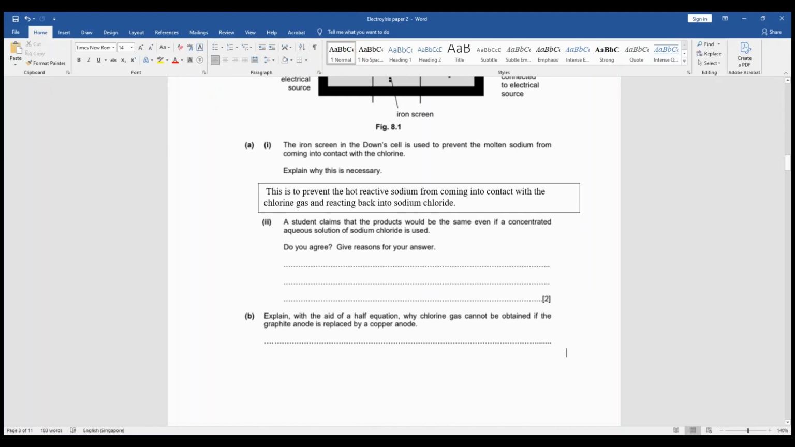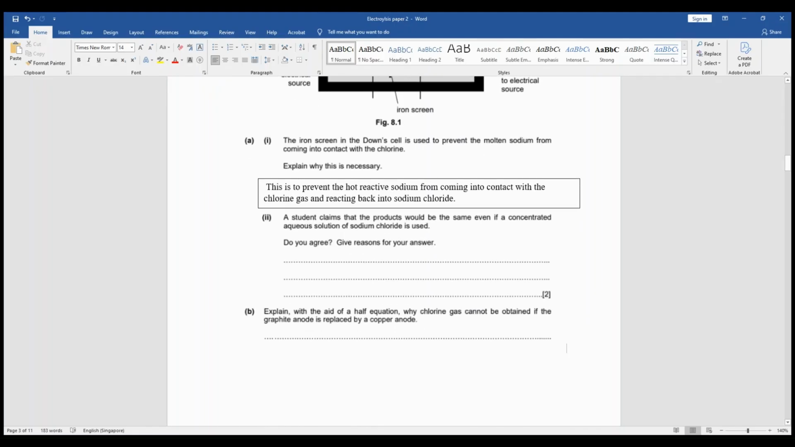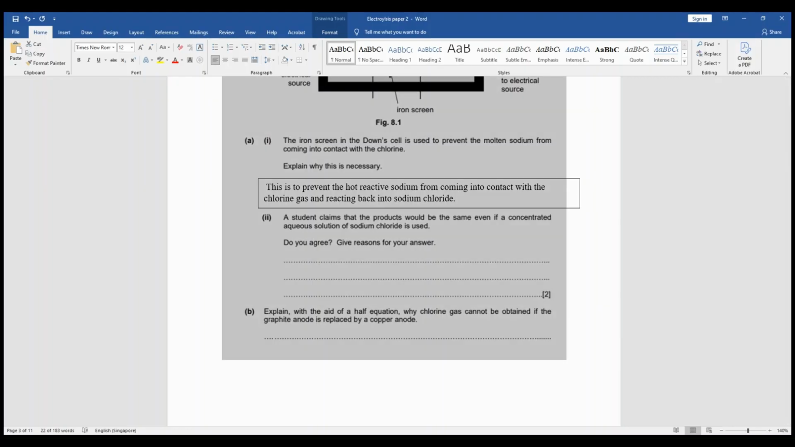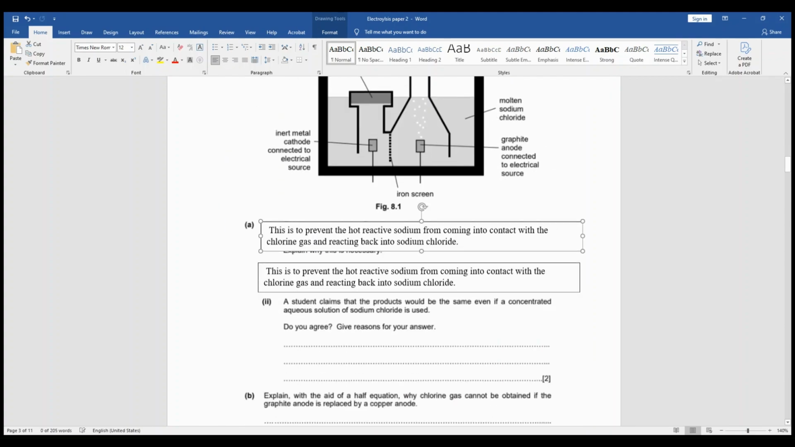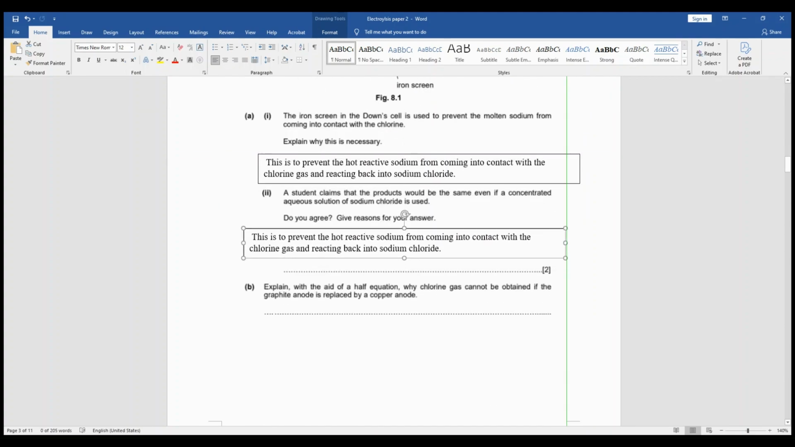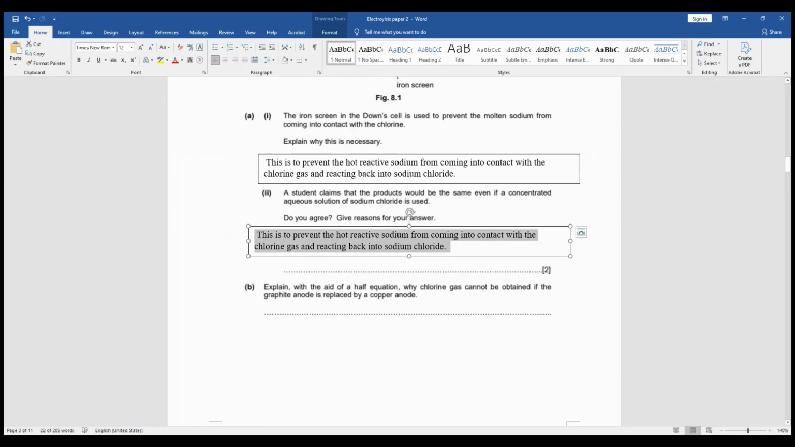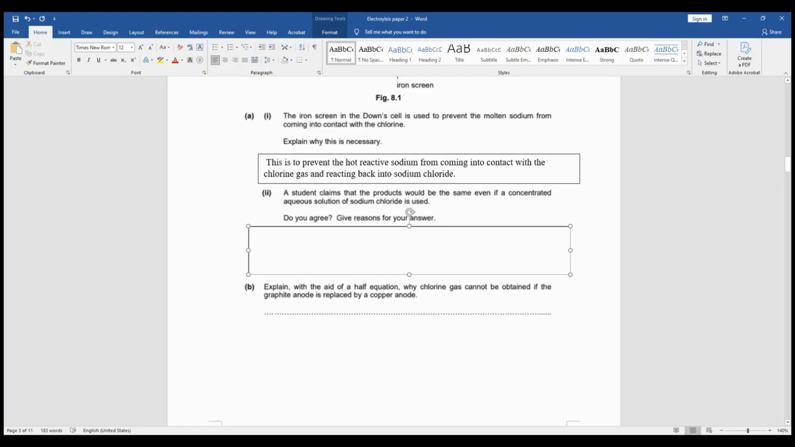A student claimed that the product will be the same even if a concentrated aqueous solution of sodium chloride is used. That's not true. No matter how concentrated it is, sodium will never come out. So that's basically a summary of what I'm going to write. Do you agree? No, I don't agree. It's a 2 marks question. Big no.